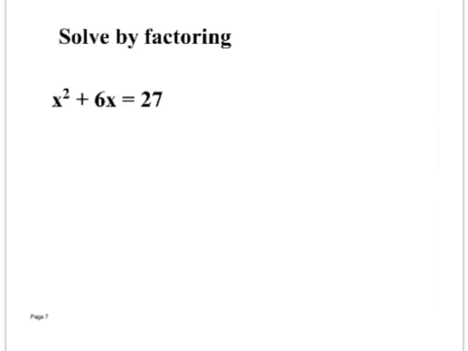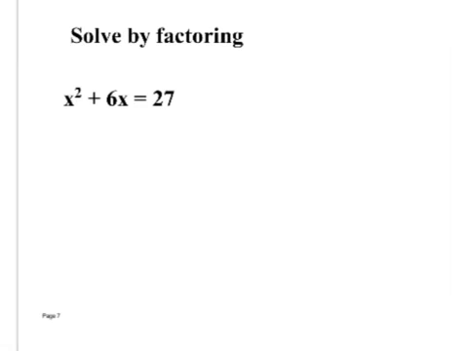Alright, so we're going to solve by factoring. They give us x squared plus 6x equals 27. What I need to do is get 0 on one side. So I need to move 27 over to the other side. We always want to be equal to 0. It's the easiest way to solve it.